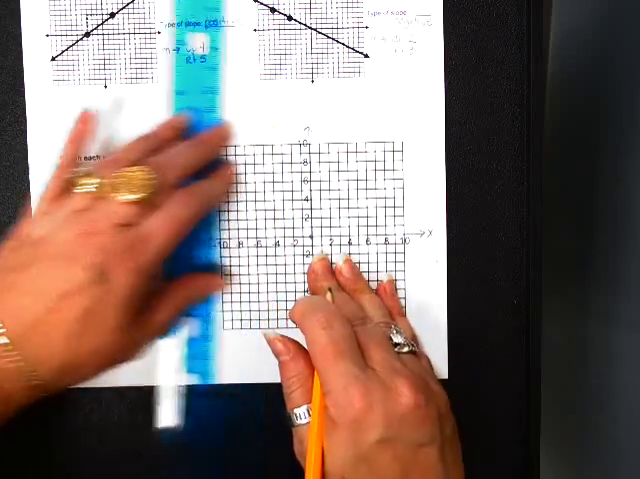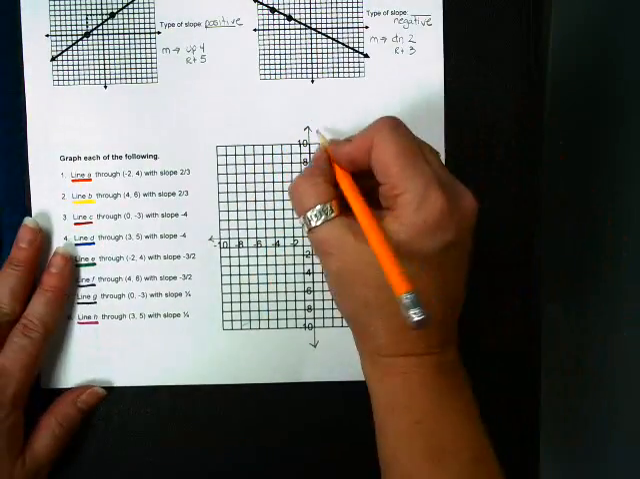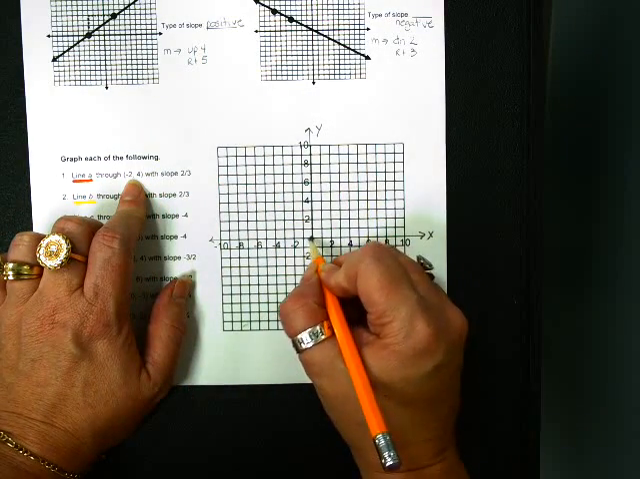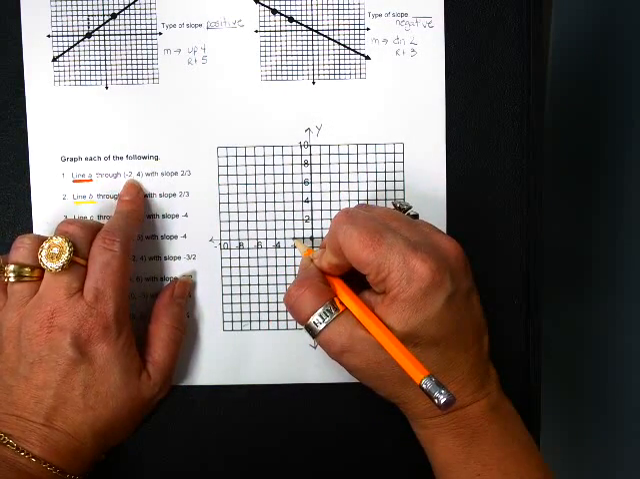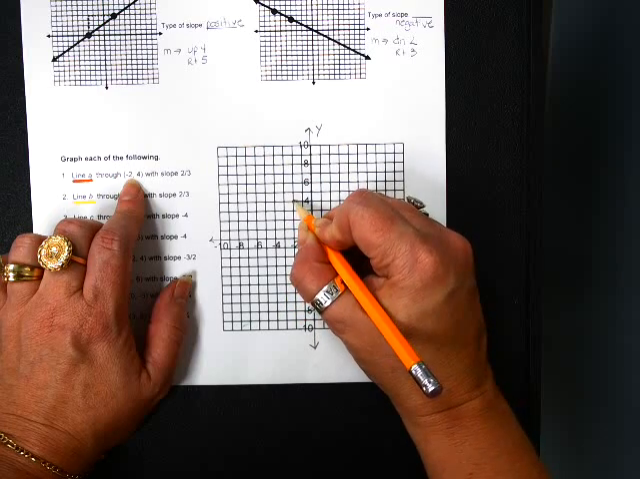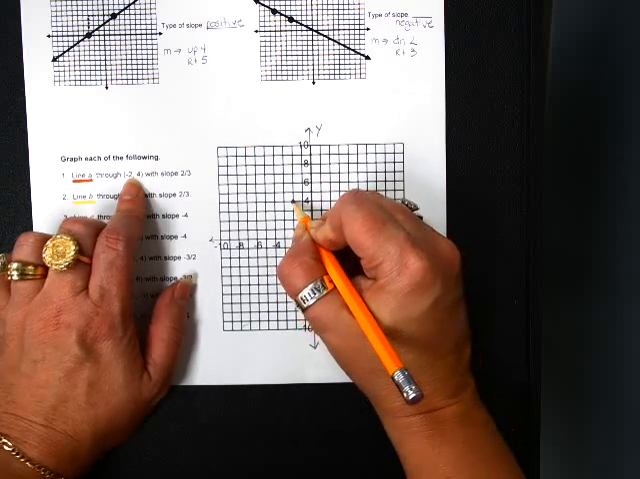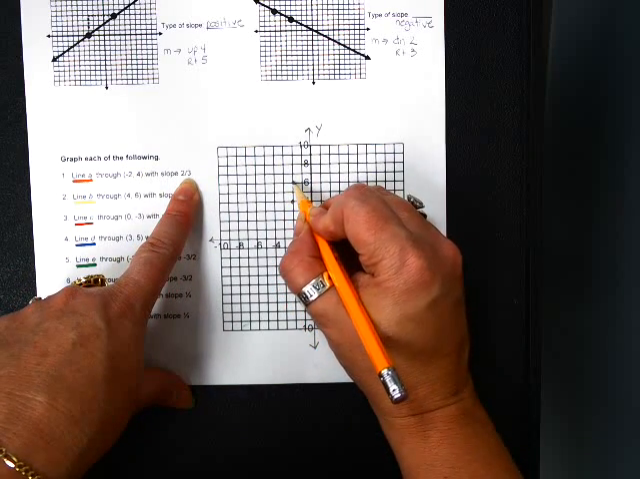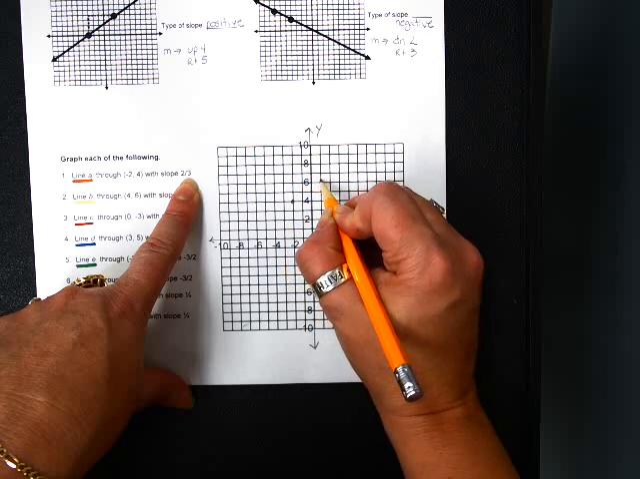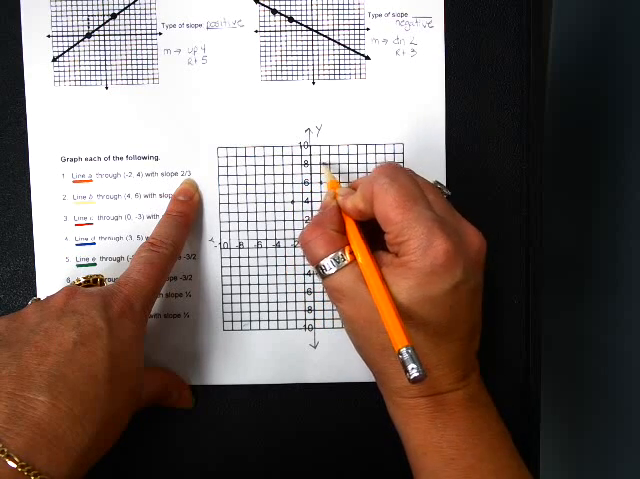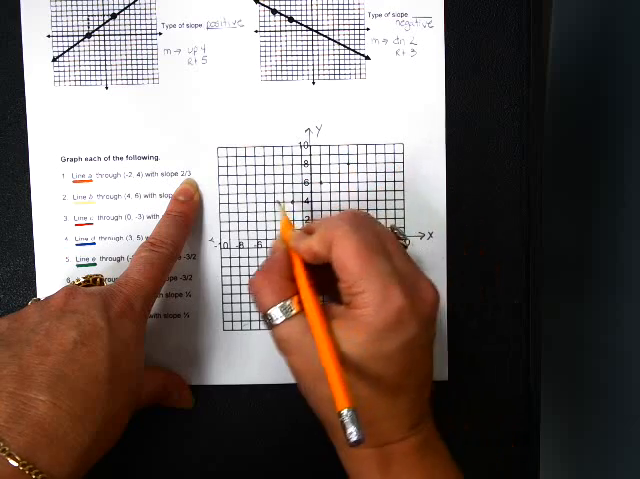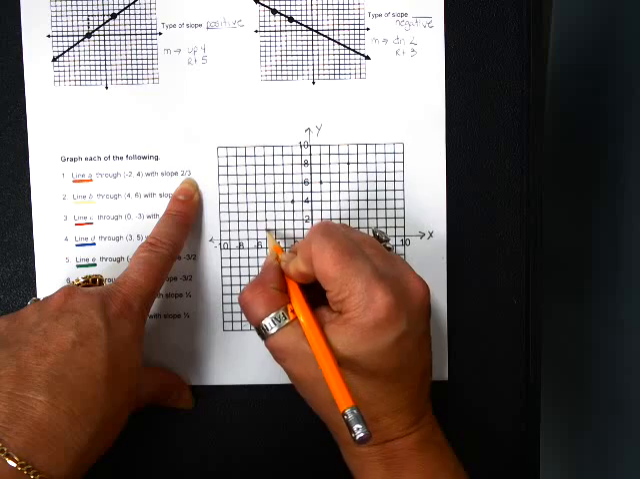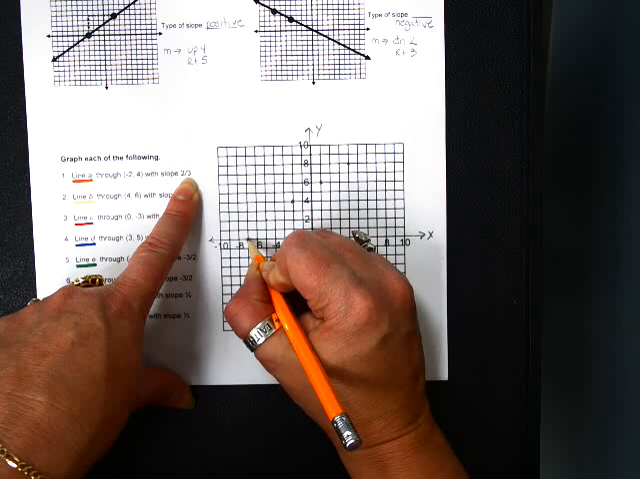And just in case you need a refresher, I'll go ahead and do the first one for you. This is my Y axis. I'm going to locate this point, negative 2, 4, negative 2, up 4. There's my first point on line A. To get all the other points, I'm going to use a slope. That's up 2, to the right 3, up 2, to the right 3, or I could have gone down 2, left 3, down 2, left 3.